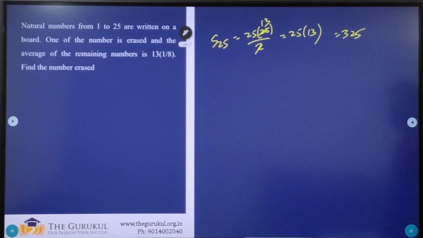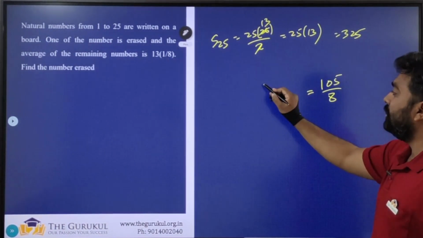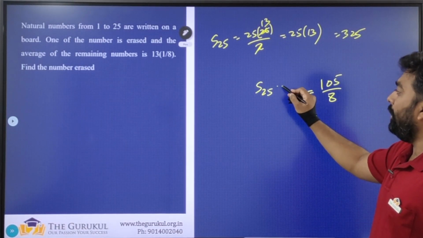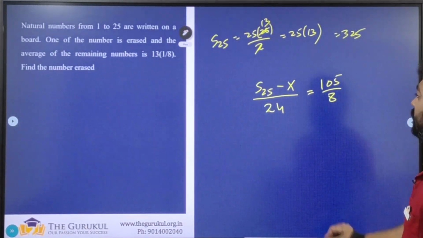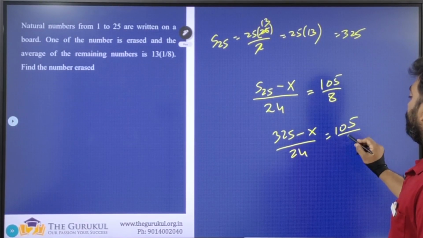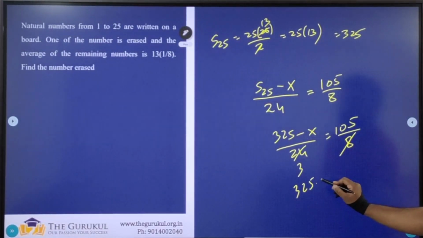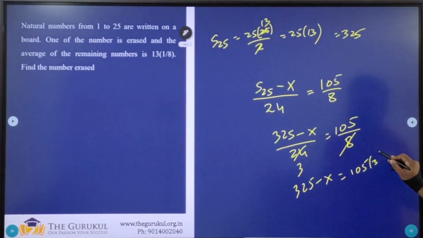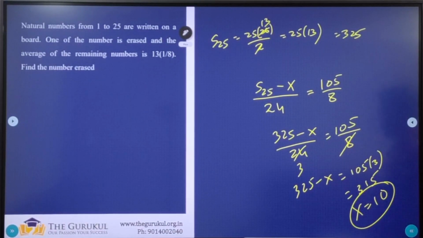Then we need to convert that 13 1/8 into a normal fraction, which will be 105 by 8. Very good. How do I get the average? Sum of 25 numbers minus the number which is erased, by 24 numbers only. That is (325 minus x) by 24 equal to 105 by 8. 8 3s are 24, so 325 minus x equals 105 into 3, which is equal to 315. So x equals 10. So the number which is erased is 10.